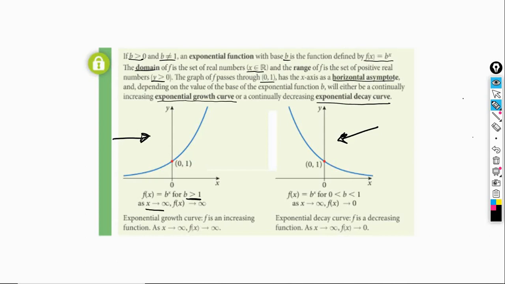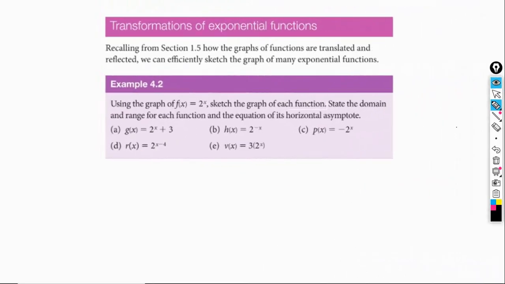That's the case of exponential growth. And notice that as x increases, the function f of x tends to go to infinity. And in the case of exponential decay, the main difference is that b is a value between 0 and 1. And as x increases towards infinity, f of x gets closer and closer to 0. So now let's talk a little bit about transformations of exponential functions. If you recall from section 1.5 how the graphs of functions are translated and reflected, we can efficiently sketch the graph of many exponential functions.